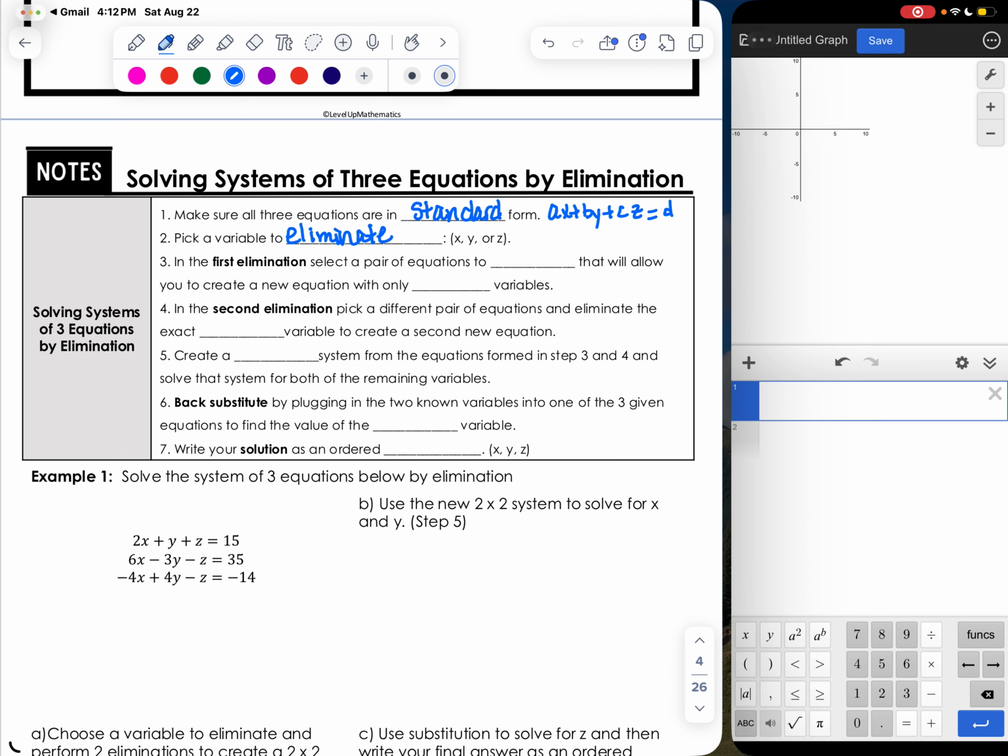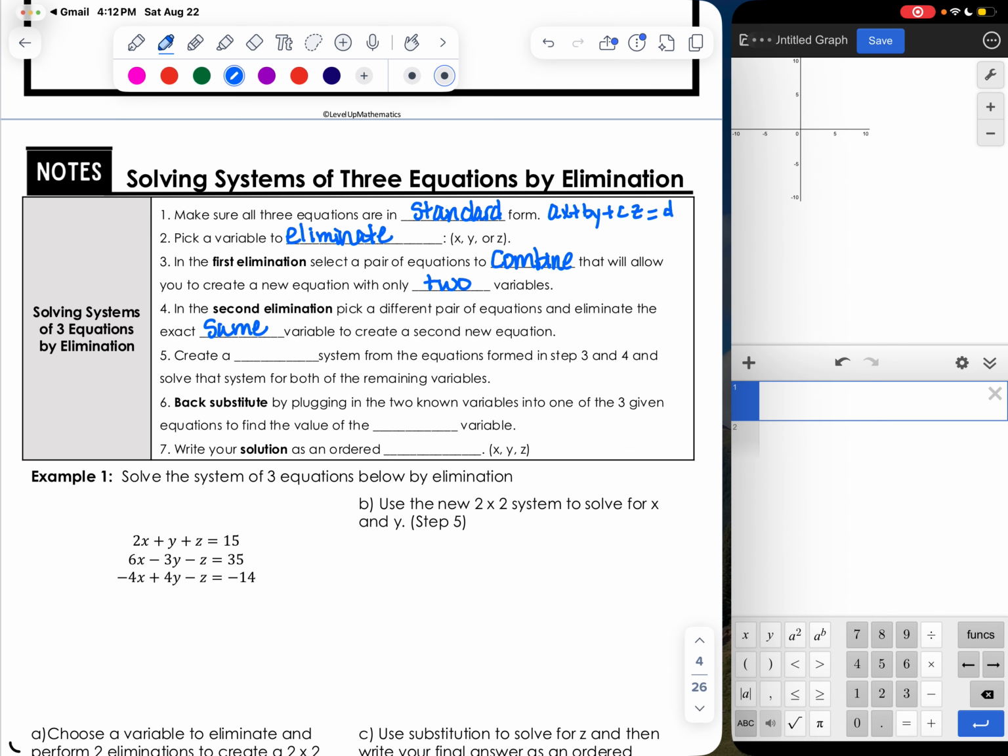Now you're going to perform 2 eliminations. In the first elimination, you're going to select a pair of equations. It could be 1 and 2, 2 and 3, or 1 and 3 that you're going to combine. That will allow you to create a new equation with only 2 variables. Then in your second elimination, you're going to pick a different pair of equations and eliminate the exact same variable to create a second new equation.